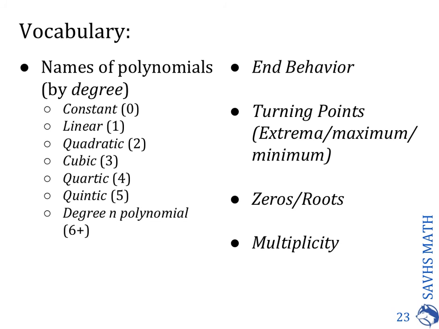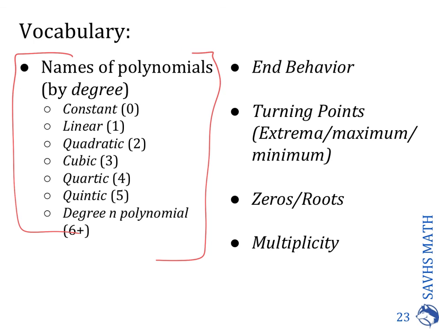Okay, that's kind of a lot of words, kind of a heavy lift on vocabulary today, but I need you to be able to talk about polynomials right away so that we can be consistent about how we do this throughout the unit. So a lot of vocabulary here. I'm just going to run through it one more time. We have names of polynomials by their degree: constant, linear, quadratic, cubic, quartic, quintic, and then after degree 6, we just say degree 6 polynomial, degree 12 polynomial.